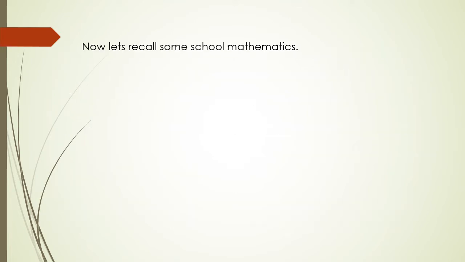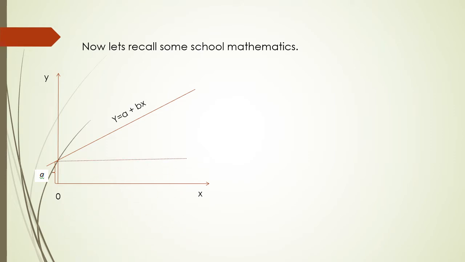Before going to the main topic, let's recall some school mathematics. Suppose we have a straight line whose equation is given by y equal to a plus bx. Here a is the intercept. It is the distance from the origin to the point where the line meets the y-axis. Here we can see that the intercept a is positive because it meets the y-axis at a point above the origin 0.